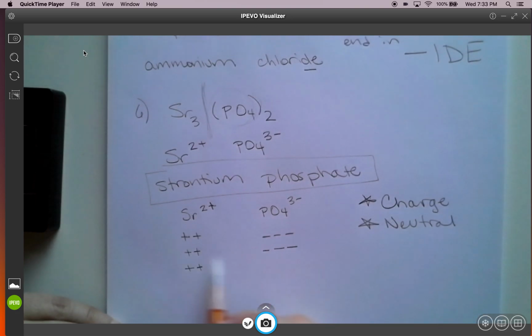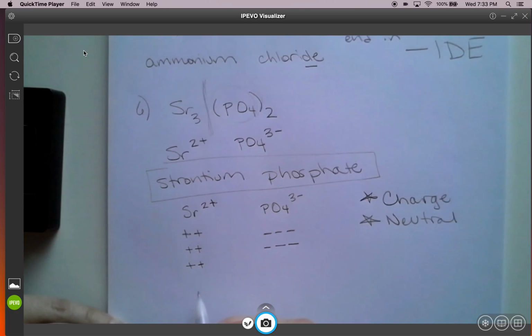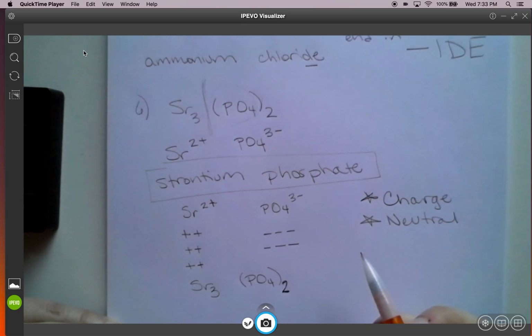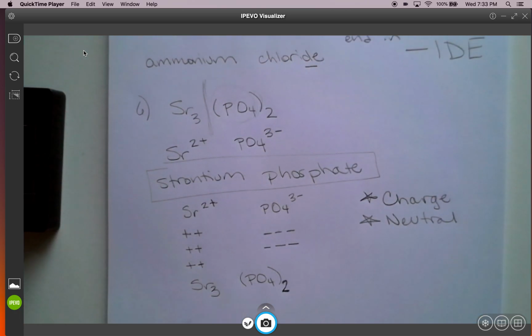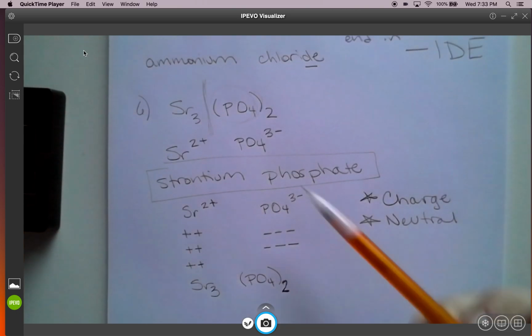And when we write that as a formula, the subscripts tell you how many. So here we've got strontium, we've got 1, 2, 3, we've got 3 strontium ions. And then over here we've got our phosphate, that's still a PO4. It's still got a charge of 3-. And here we have 1, 2, we have 2 phosphates. And you'll notice that it matches where we started.